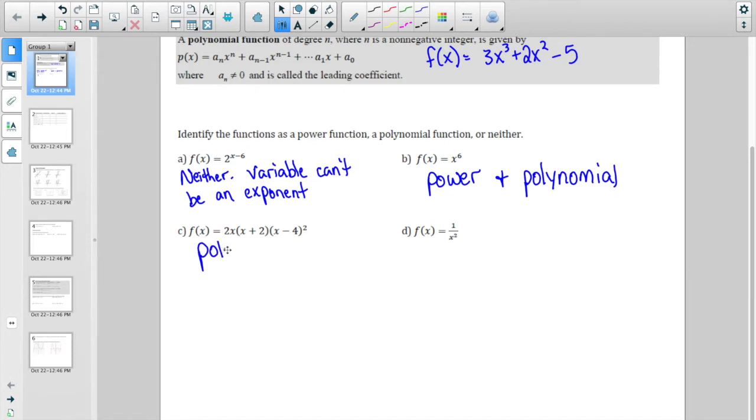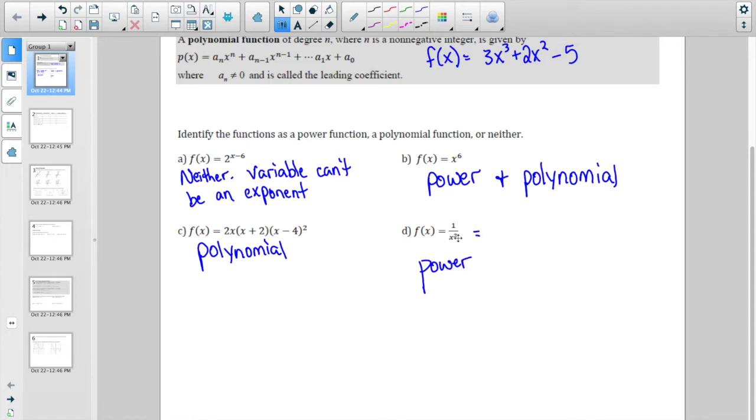And if you were to write this out, and you don't have to, but if you were to multiply x minus 4 quantity squared and then multiply that by x plus 2, you can put it in a larger box and then distribute the 2x, you could come up with an expression that would be a polynomial expression. And this last one, this is a power function.